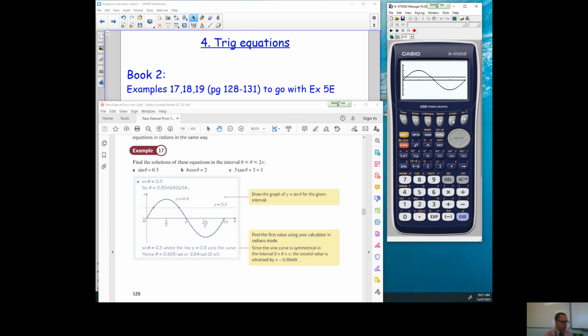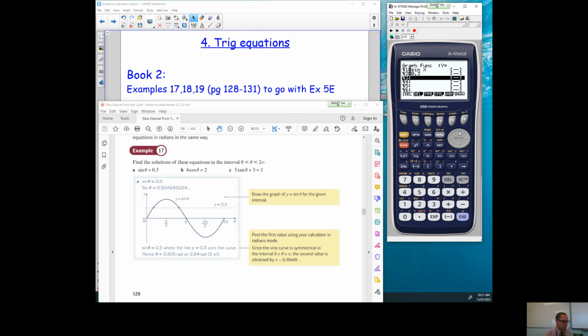And then we want to find the solutions. So we're going to go G-Solve, intersect. So we get 0.305, 0.305 down here. That's correct. Moving on to the next one, 2.8369, 2.84. Okay, so that's your first one.